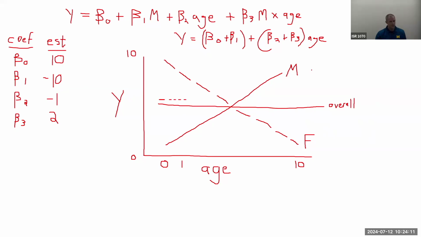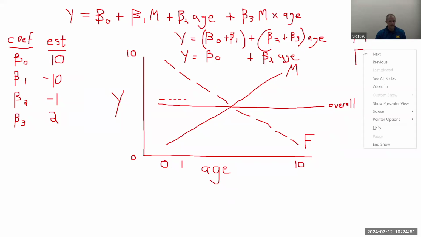Okay. If I fix m to 0, meaning I'm talking about females, so this is for males. If I set m to 0, I get y equals beta 0 plus beta 2 times age. Right? So writing it out like that in terms of the equations, I instantly see what beta 1 and beta 3 are. Changes for males relative to females, right?